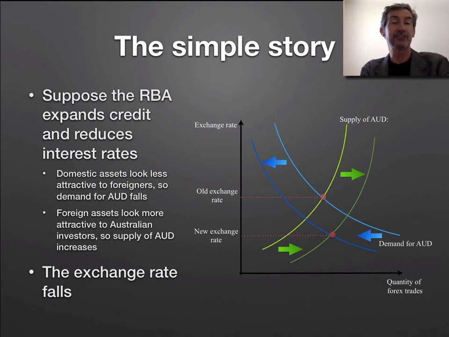Equally, foreign assets are going to start looking more attractive to Australian investors, so they will supply Australian dollars to the market to buy foreign currencies in order to purchase those now more attractive foreign assets. So this shift inwards of demand and outwards of supply will lead to a decrease in the exchange rate. So that's a relatively simple story. It says if interest rates go down, exchange rates go down.